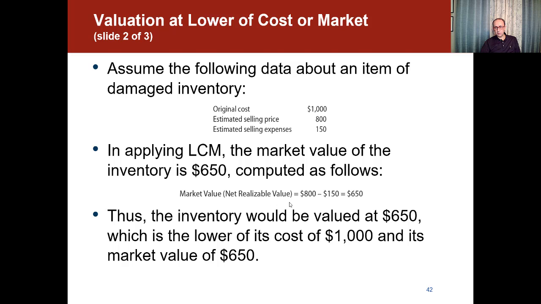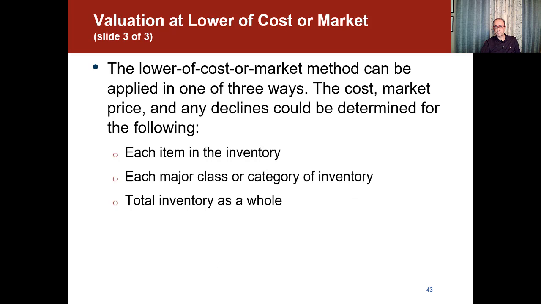You see here the market value, or the net realizable value, is equal to the selling price minus all the selling expenses, and what we got is $650, 800 minus 150. So therefore the inventory would be valued at $650. We call that the net realizable value, or the market value, which is the lower of its cost of $1,000 and its market value of $650. So when we compare the original cost to the market value, we go with the lower, which is the market value, or the net realizable value. So in this case, we have to reduce our inventory item from $1,000 to $650.